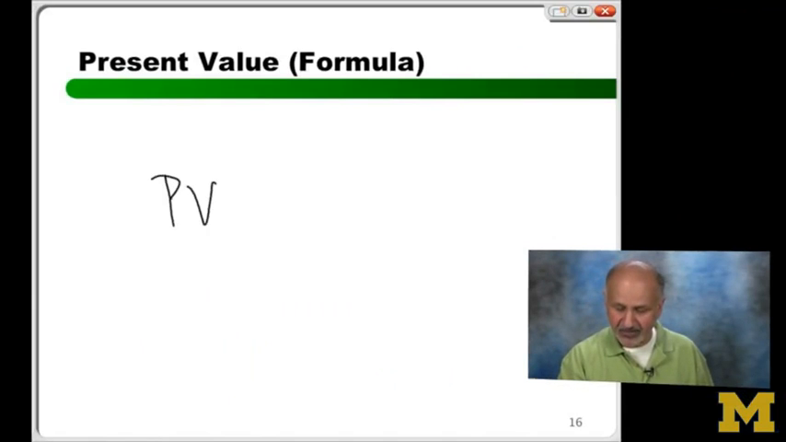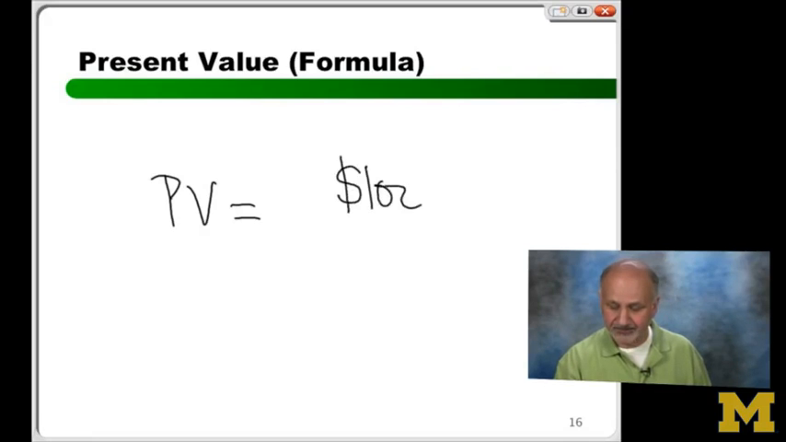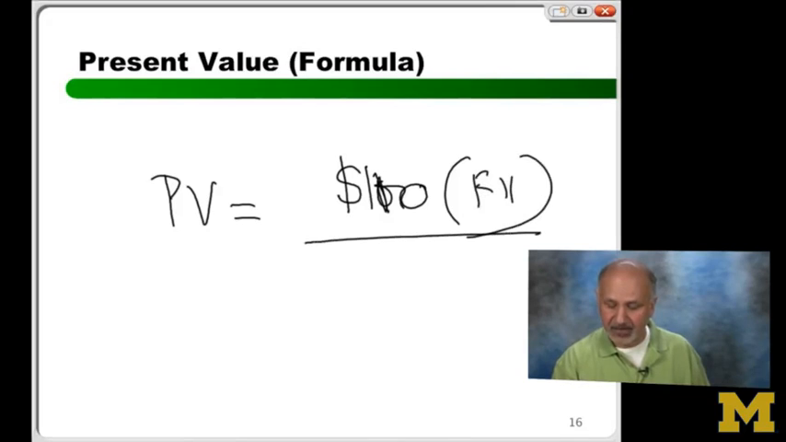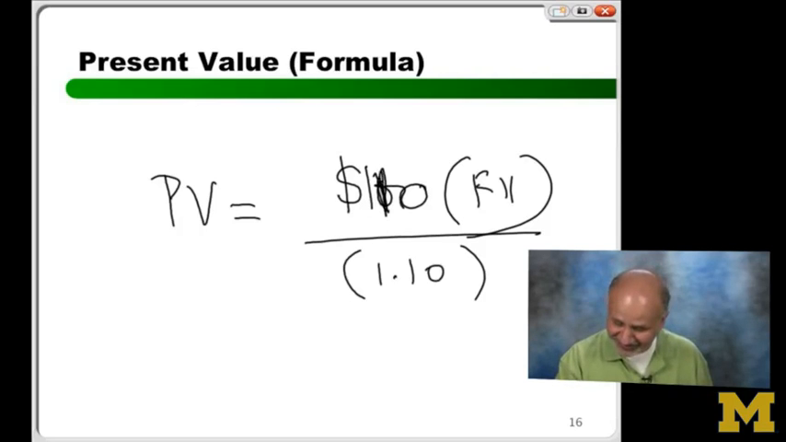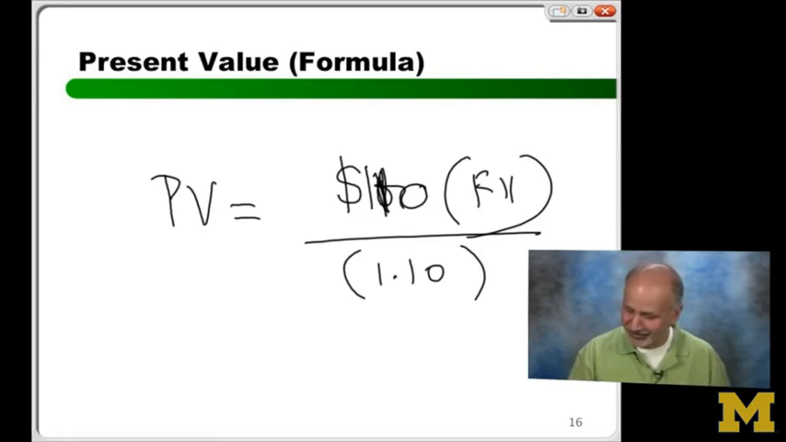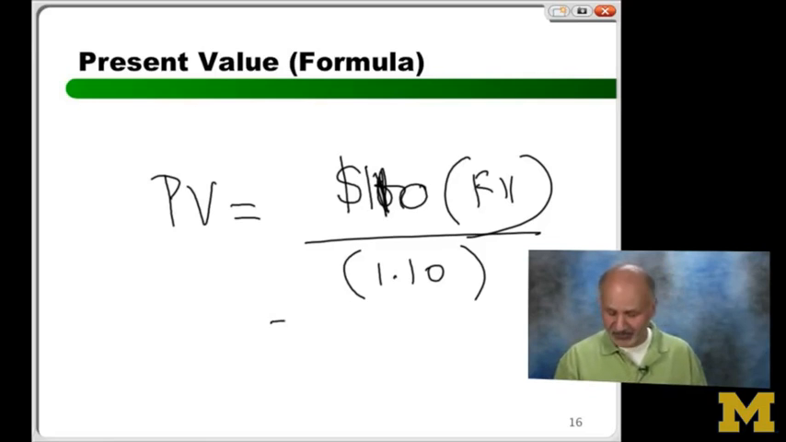You created the formula. Present value is equal to, in our case, $110, I apologize, which was the future value, divided by 1.1. Why? Because R was 10%. So 110, pardon, this is a 1, you know what I mean? I can make mistakes too. 110 divided by 1.1, and this becomes $100.